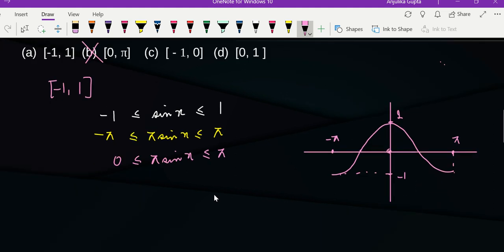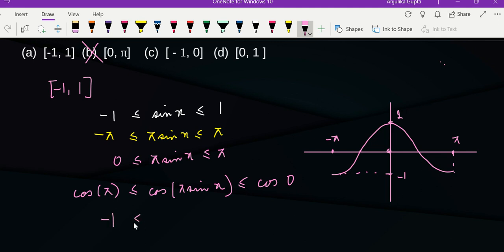So now we are going to take cosine of this function. Cosine is a decreasing function, so my inequality reverses. If you are taking cos, what are you going to get? This is cos of pi, and this is less than or equal to cos of 0. It's a decreasing function, so everything reverses. And what is this? -1 is less than or equal to cos of pi sine x, which is less than or equal to cos of 0, which is 1.